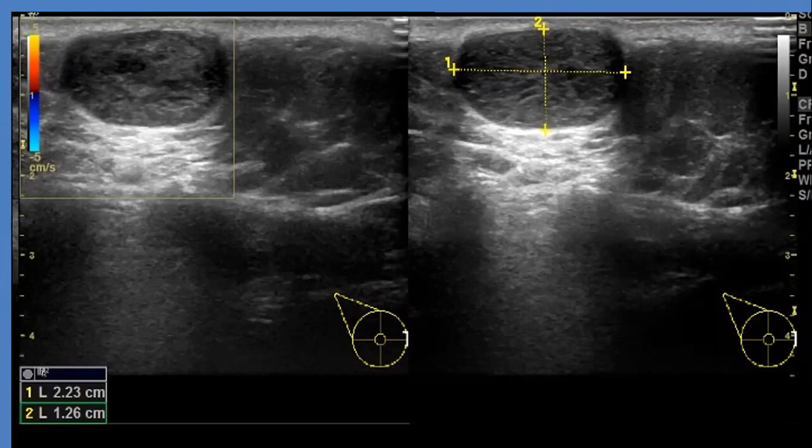And less common is sebaceous cyst. And by imaging, could you give me the difference between the two? The difference between sebaceous and epidermal inclusion cyst, imaging wise?